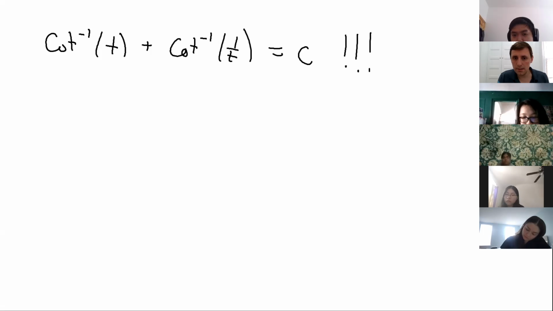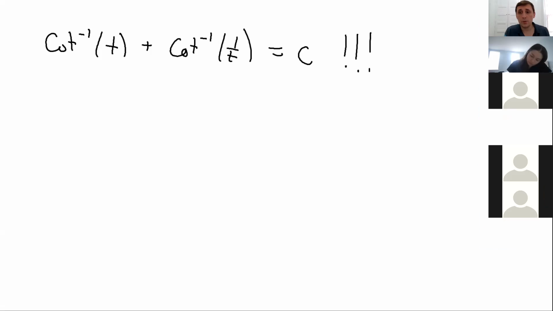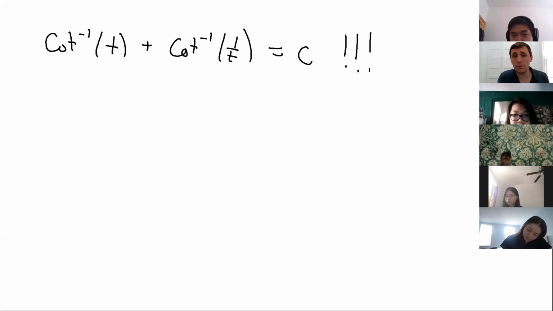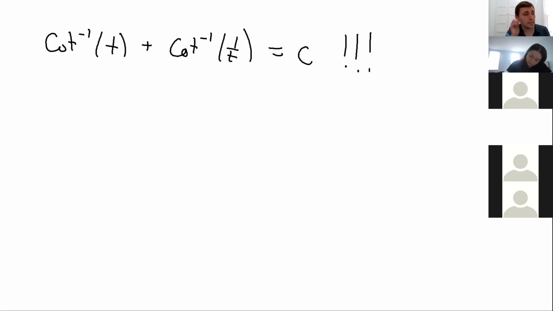Yes? The t here is not doing too much. So what's the situation if the t is not doing too much? It means, let's try to understand it by drawing a triangle.